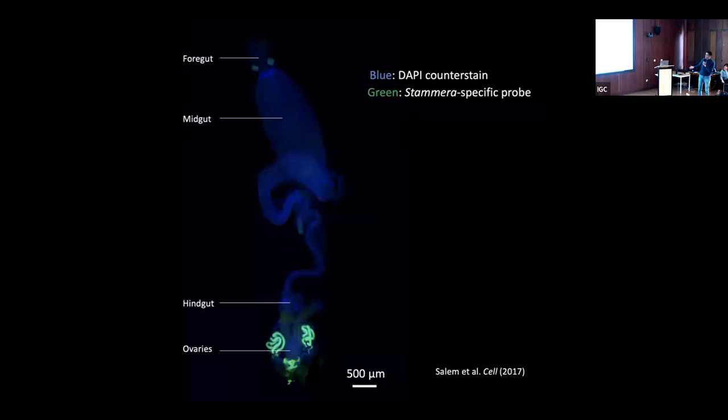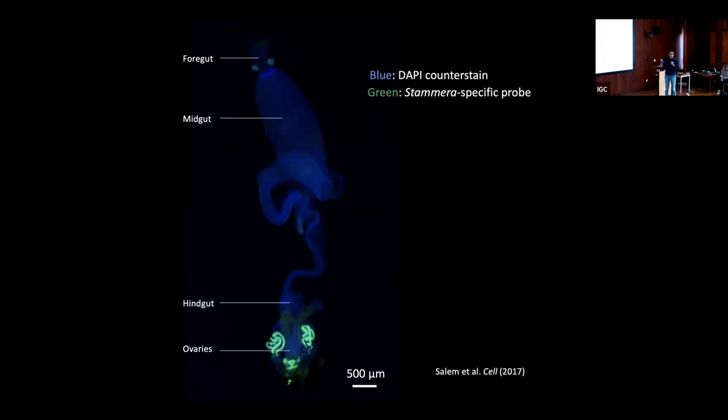So where do you find Stammera capsulata within its beetle host? What you're looking at here is a continuous dissection of all the internal organs of a tortoise beetle, starting with the foregut, midgut, hindgut, and ovaries. And contrasting the DAPI counterstain with a probe targeting Stammera, the primary symbiont, in green, you find that the symbiont is localized in two main areas: in these symbiotic organs at the junction between the foregut and midgut, as well as these accessory glands here associated with the ovaries, and these are relevant for symbiont transmission.